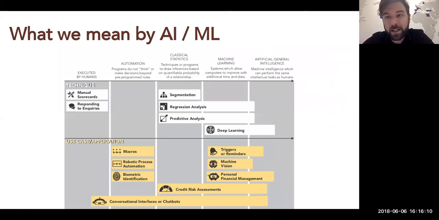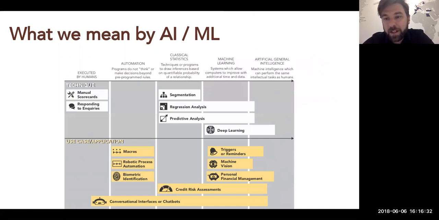So this is about that cost reduction and automating manual processes. And from there, we get more into the realm of what people call machine learning. Classical statistics is the foundational portion for machine learning. Things like regression and segmentation, nearest neighbors, these sorts of things fall in that category.